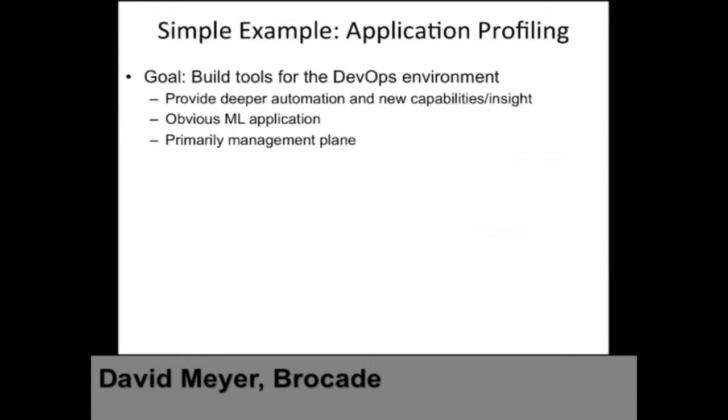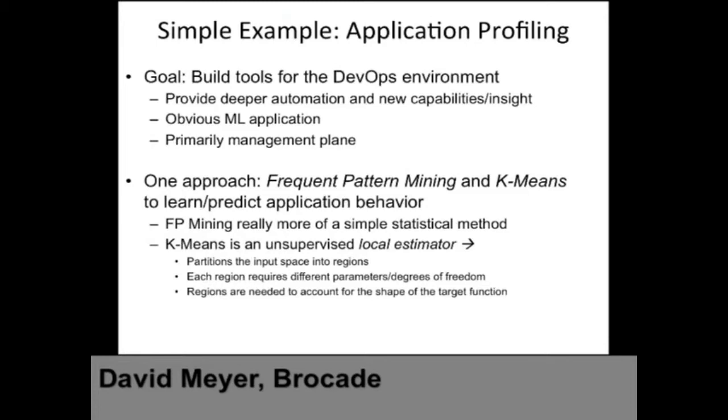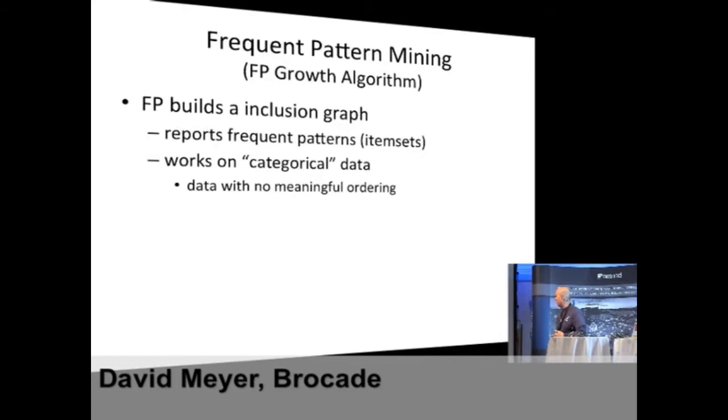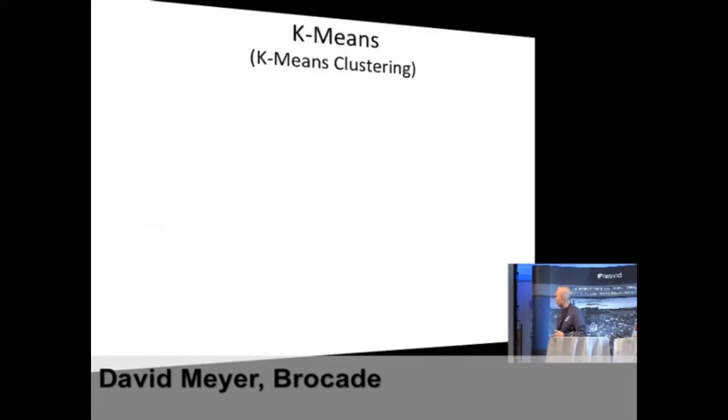We wanted to build some tools for DevOps that would provide new kinds of automation and insights, primarily in the management plane. We use two algorithms, frequent pattern mining and k-means. These are really low-powered algorithms compared to what's out there. Now let's forget that stuff because we're out of time. Forget about what these are. I just want to show you the inference.